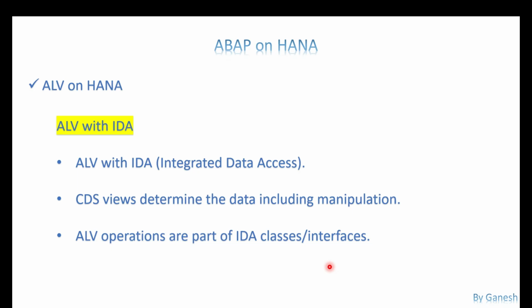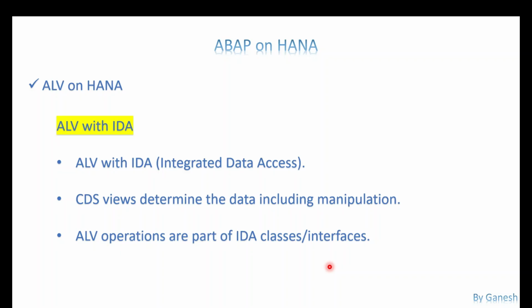Technically, we call this process ALV with IDA. IDA is nothing but Integrated Data Access. We are trying to get the data from the HANA database through a CDS view. On top of it, once you have a CDS view, we are going to use a few classes and methods, especially from the IDA perspective. Then it will automatically display the ALV format.